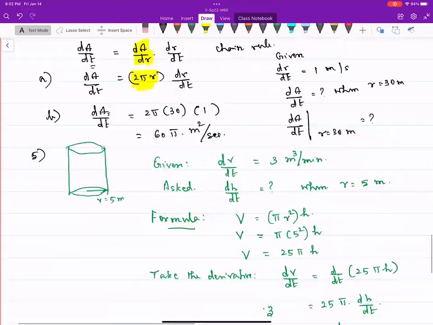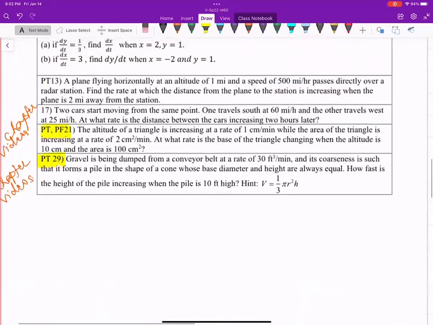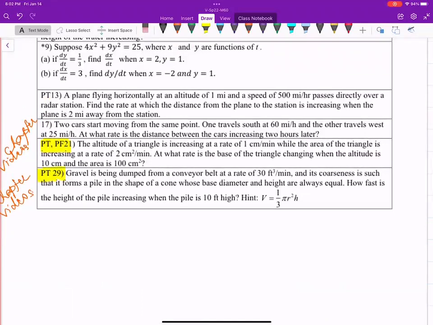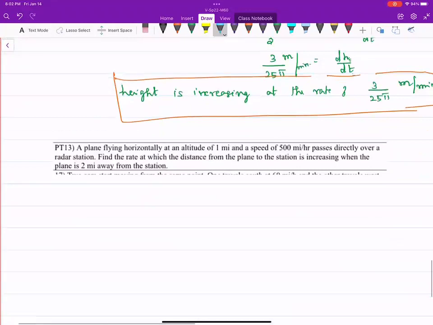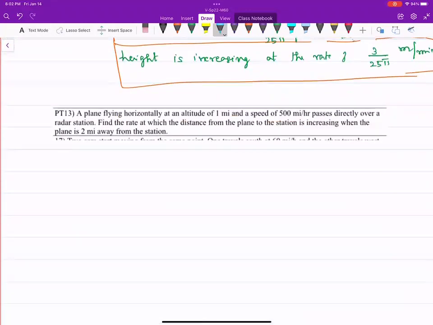Next, let's try the problem, practice test number 13, given in the additional suggested problems. This is the one in the concept video. A plane flying horizontally at an altitude of 1 mile and a speed of 500 miles per hour passes directly over a radar station. Find the rate at which the distance from the plane to the station is increasing when the plane is 2 miles away from the station.